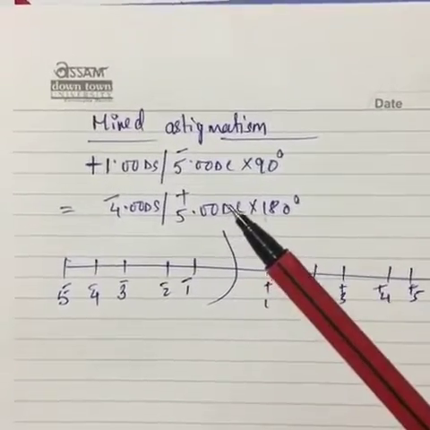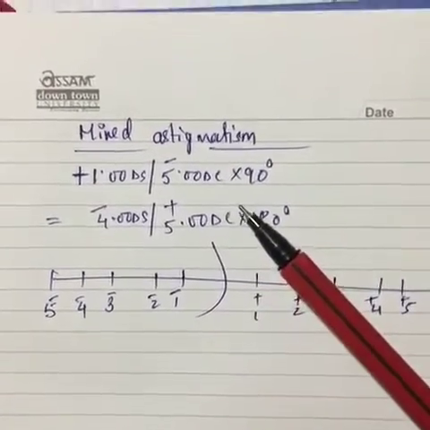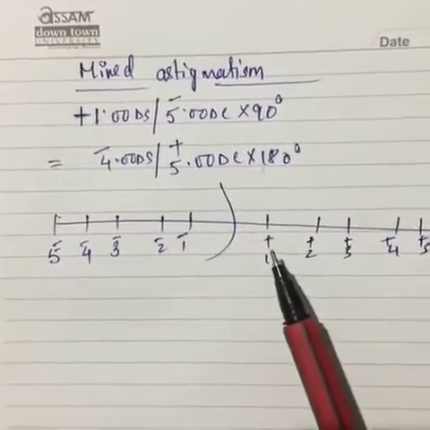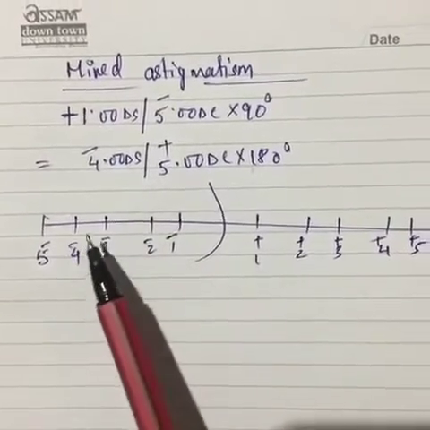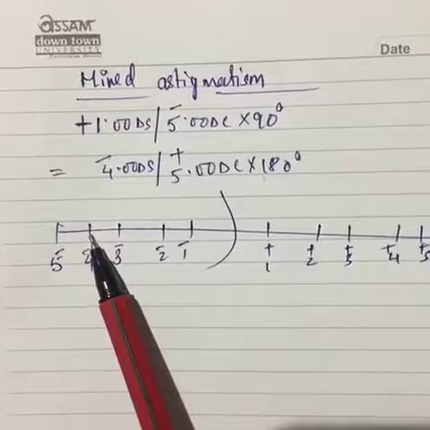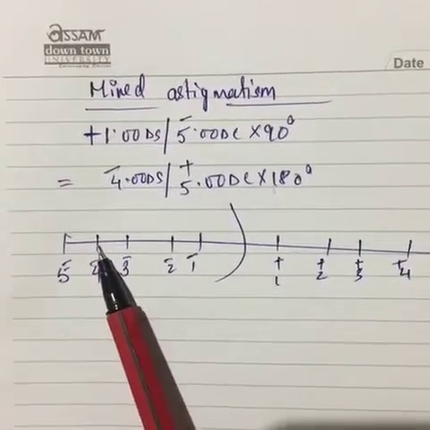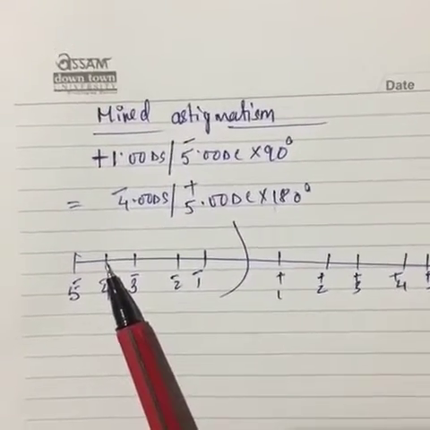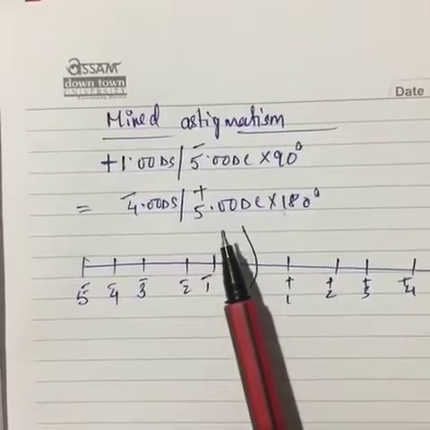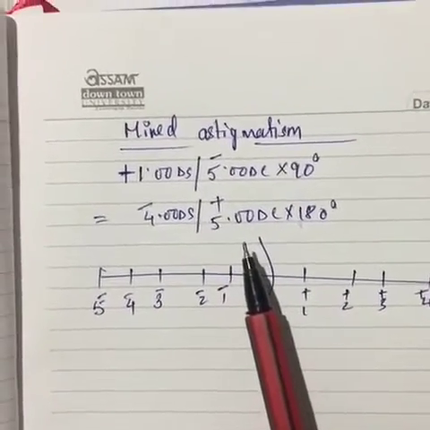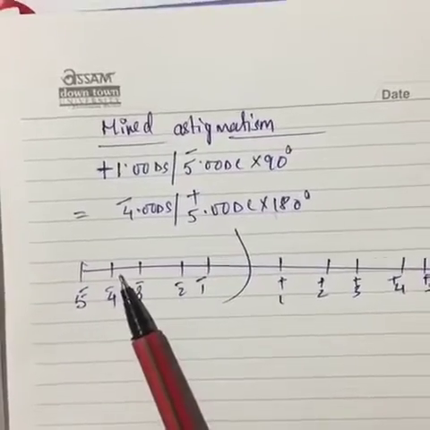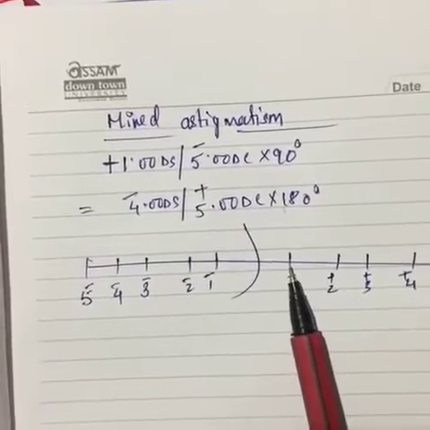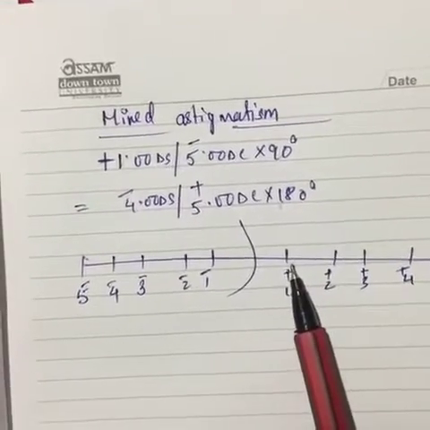Now for this example: +1 diopter spherical with -5 diopter cylindrical at 90 degree. When you put it in the scale, it will be -4 diopter spherical. That means one meridian will be here, right? The horizontal meridian will be -4 diopter myopic. And the 90 degree meridian, that is the vertical meridian, will be +5 diopter hyperopic. So -4 +5 will be +1, right? So the vertical meridian will be +1 diopter hyperopic.